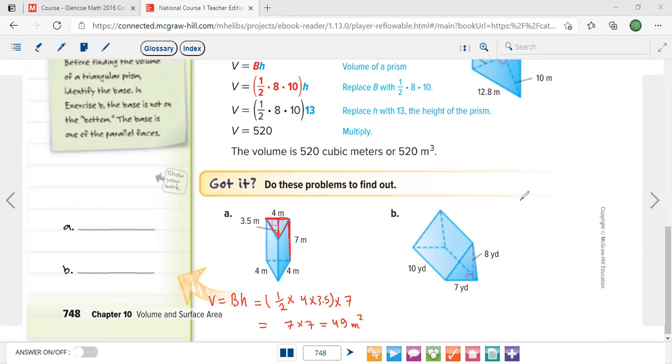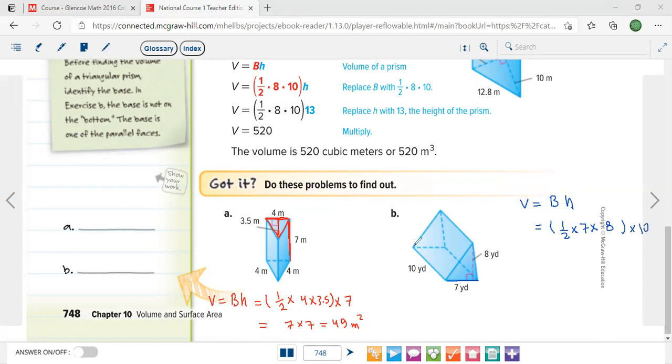In this problem, also volume equals BH. So open a bracket for this B capital because it's the area of a triangle, and this triangle needs base and height. This is the base of the triangle, 7. So half times the base of the triangle 7, the height of the triangle is 8, the height of the prism is 10.